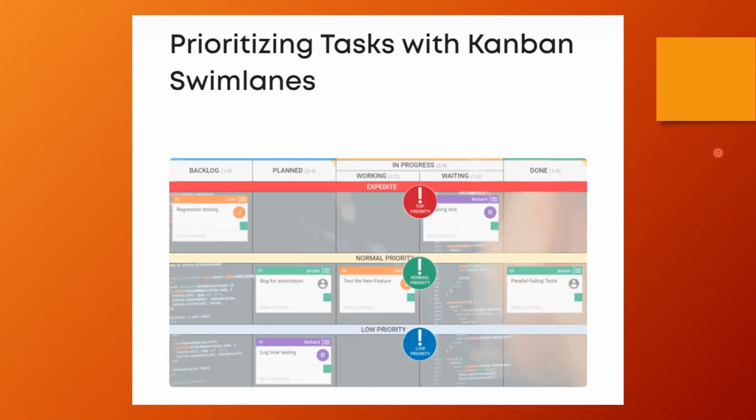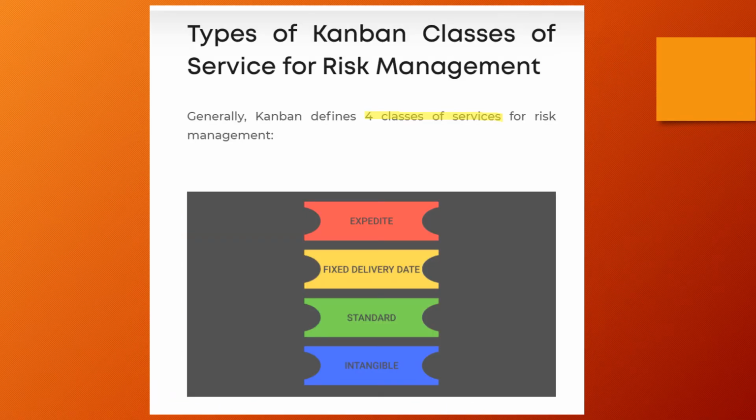And prioritizing tasks using Kanban swimlanes. You can create swimlanes based on priority as well. Expedite as one swimlane, normal priority as another lane, low priority as another one. Inside each, you can always pick up the top one. So depending on that, you can prioritize the Kanban board using the swimlane itself. A swimlane can be used as a prioritizing tool, a prioritizing mechanism for you.